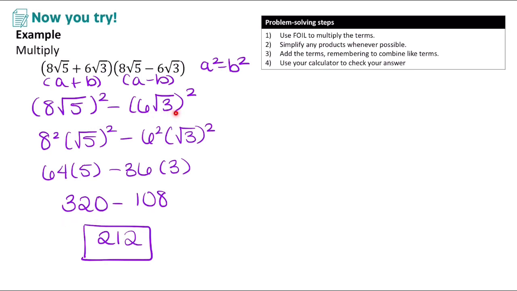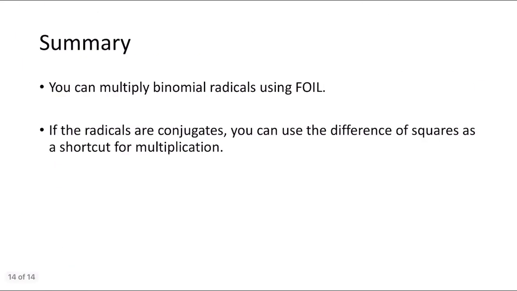And then here we have 6 square root of 3 squared, so that's 6 squared times the square root of 3 squared. 6 squared is 36. 36 times 3 gives us 108. So now our final step is to do 320 minus 108, which gives us 212. So remember, you can multiply binomial radicals using FOIL. If the radicals are conjugates, you can use the difference of squares as a shortcut for multiplication.